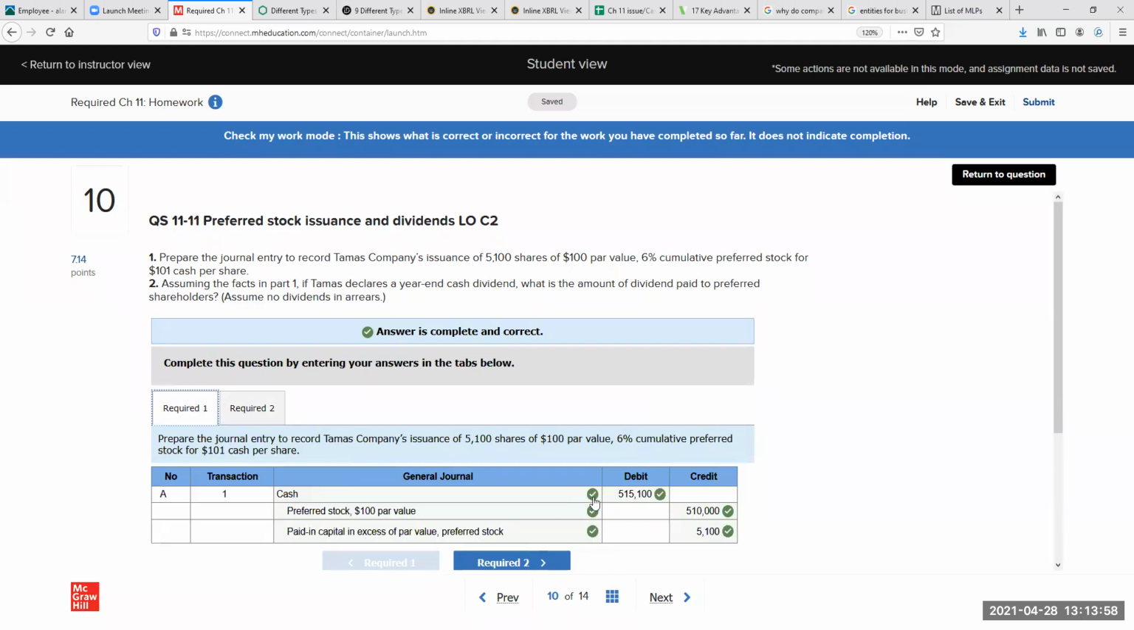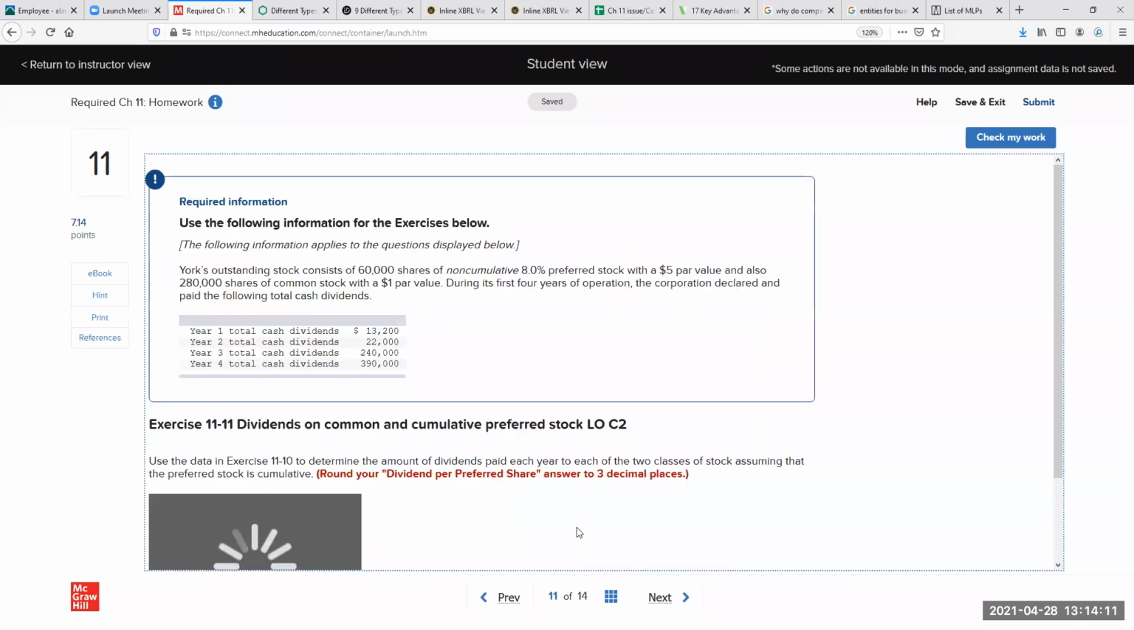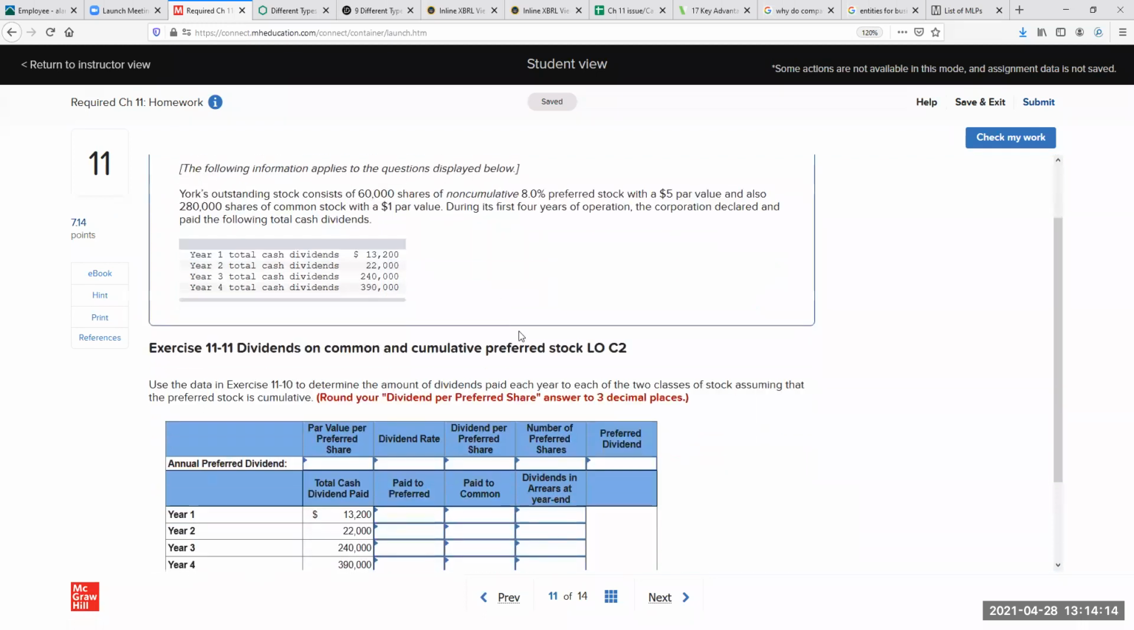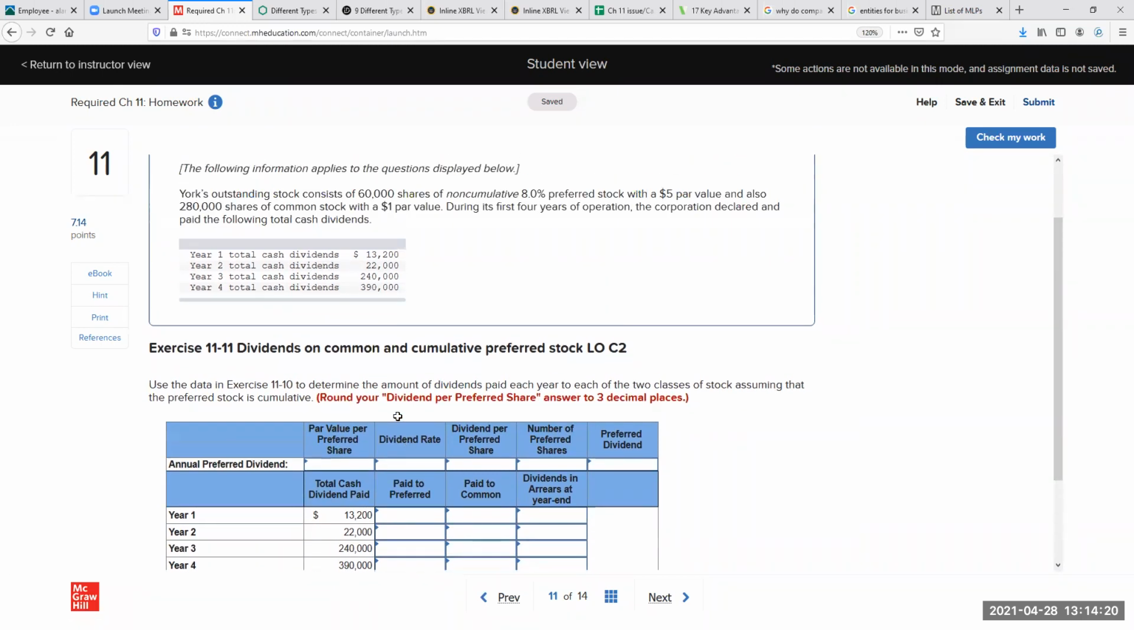So let's see if we're right. Here, cash, preferred stock, anything over the par, and this is 101, so $1 goes there. $100 par, 6% is $6. Number of shares, 5,100. You owe them 30,600 per year. All right, now what you're doing here is going through one at a time. What are the cash dividends? How much do you give to preferred? So how many shares are there of preferred? Right here, 60,000 shares.